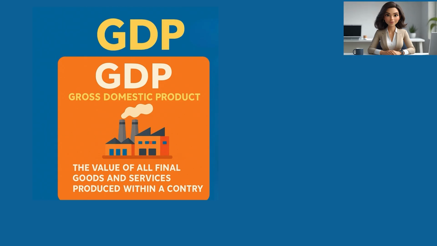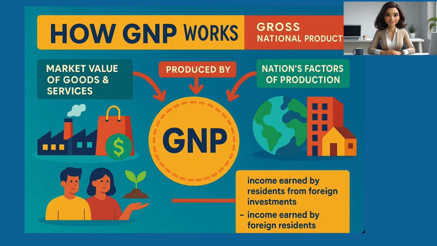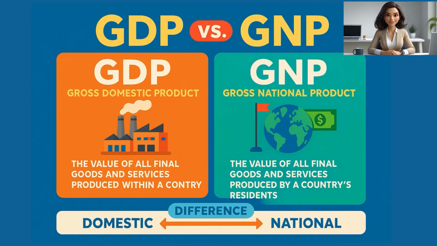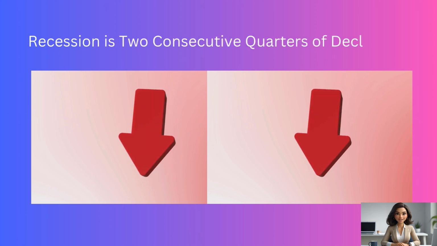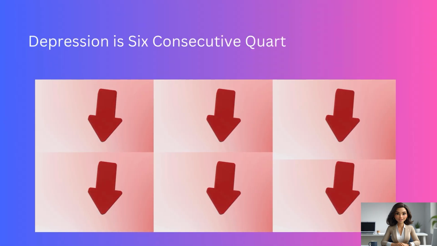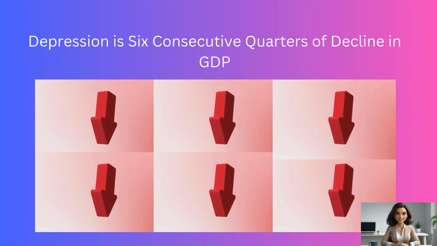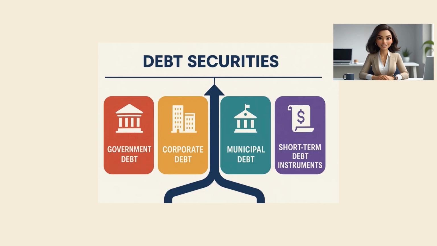It is important to know what GDP is and how it differs from GNP. GDP is gross domestic product, and it is a measure of the total value of goods and services produced in a country. GNP is slightly different, as it is everything produced by the citizens of that country, regardless of location. One thing that is very testable on the exam is recessions and depressions. A recession is a decline in GDP in 2 consecutive quarters, and a depression is a decline in GDP in 6 consecutive quarters.